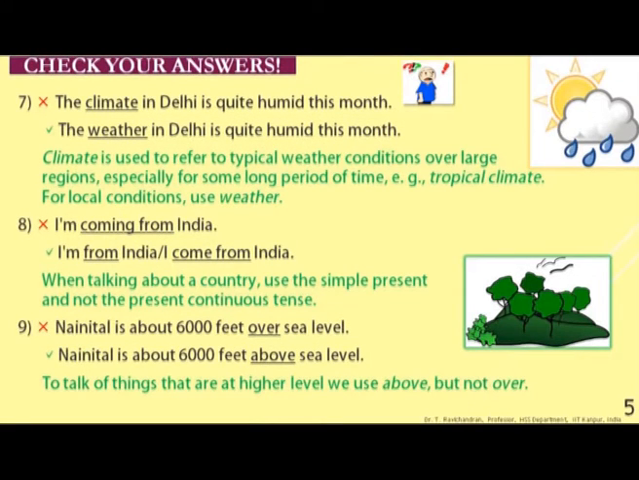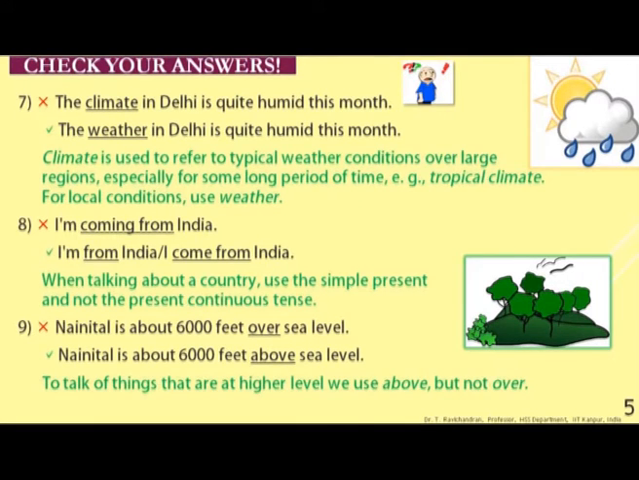The next one is also very important and very commonly misused word, that is climate, when you actually want to say weather. So, when you say the climate in Delhi is quite humid this month, when you are referring to a short period, short location, it is wrong usage. The correct usage is the weather in Delhi is quite humid this month. Climate is used to refer to typical weather conditions over large regions, especially for some long period of time. Example, tropical climate. For local conditions, use weather.